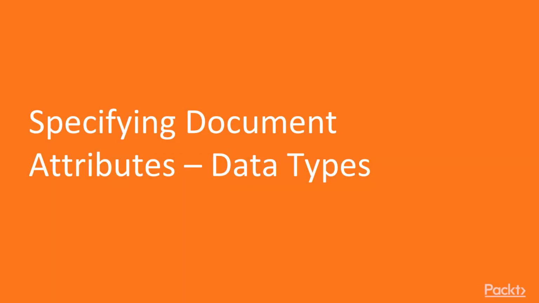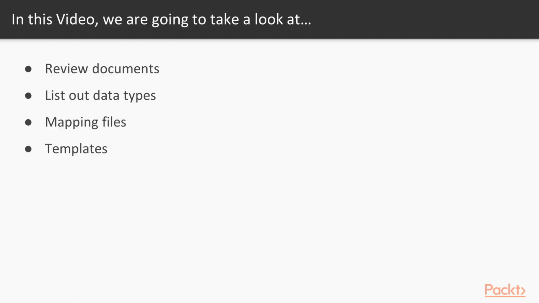Welcome to the video, Specifying Document Attributes, Data Types. In this video, we're going to look at documents. We're going to make sure we understand fully what a document is. We're going to look at all the data types that Elasticsearch has. It's a big list, so get ready, get a cup of coffee. Then we're going to look at mapping files and templates.